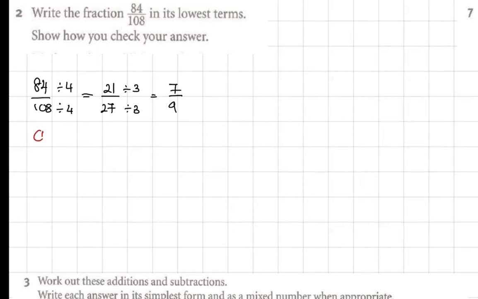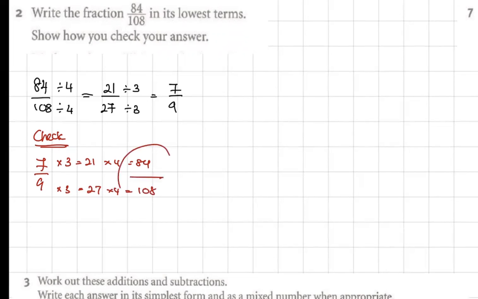So let's change the color. Check. Okay, 7 over 9. All you just need to do is we just work it backwards by multiplying times 3, 21 times 4, 84. And then let's do the bottom as well, times 3, 27 times 4, 108. So this is right.